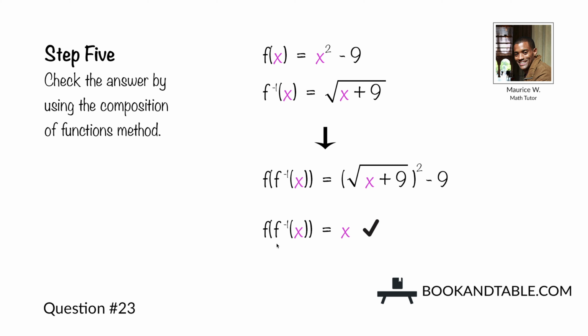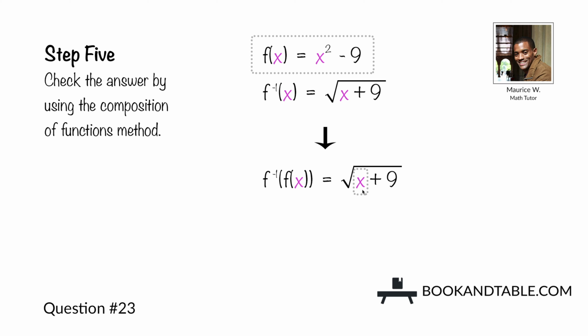So now we want to switch the order of the functions and see if this produces an outcome of x as well. So we write the expression for the outer function, which is the inverse function, the square root of x plus 9. And now we replace this x here with the expression of the inner function, the f function, x squared minus 9. So we'll get the square root of x squared minus 9 plus 9.